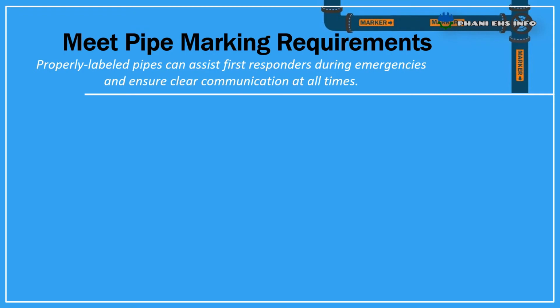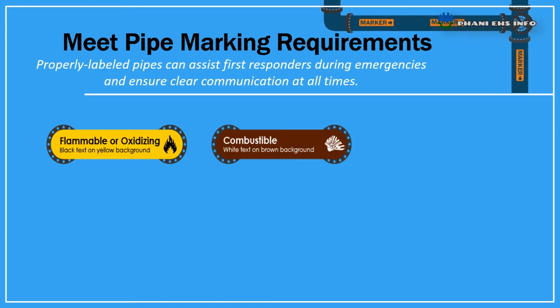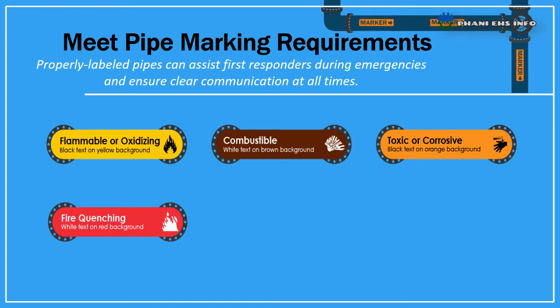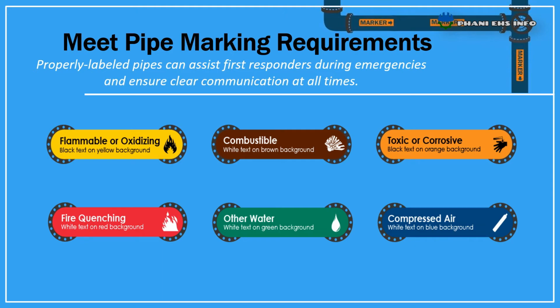Here is a quick breakdown of the recommended color codes. Flammable or oxidizing, black text on yellow background. Combustible, white text on brown background. Toxic or corrosive, black text on orange background. Fire quenching, white text on red background. Other waters, white text on green background. And compressed air, white text on blue background, etc.